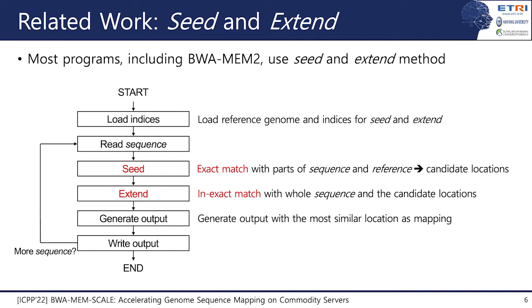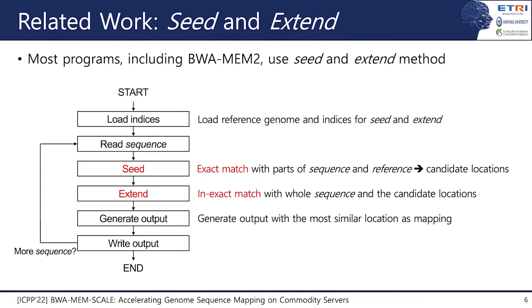Most genome sequence mapping programs use the seed and extend method. Since the inexact string match algorithm is very expensive, they use a kind of two-phase algorithm. First, the seed phase does the exact match with piles of short sequences and a long reference. Due to the high similarity between two genome sequences, this partial exact matching is good for finding candidate locations. Then, the extend phase uses the inexact string match algorithm to compare the candidate locations, and the most similar location is chosen as the mapped location for the short sequence.